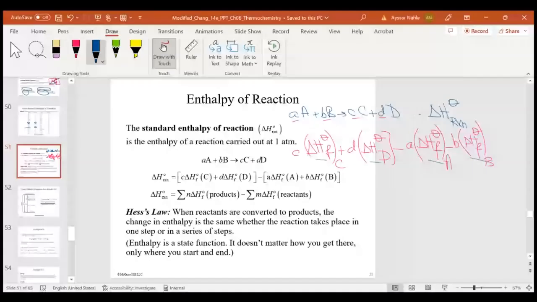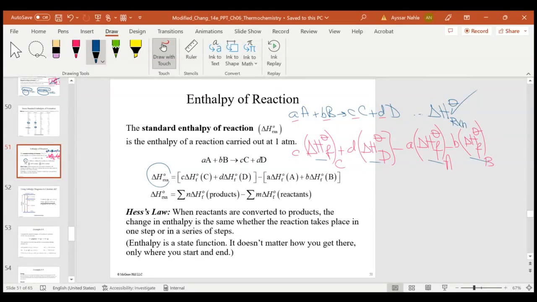Because I should know it is equal to 0. Now, once I have all the values, I add them in here, and then I will obtain the delta H naught for that particular reaction. Notice that delta H naught of the reaction will be c times delta H naught formation of C, plus d times delta H naught formation of D, minus a times delta H naught formation of A, minus b times delta H naught formation of B. Is it clear?